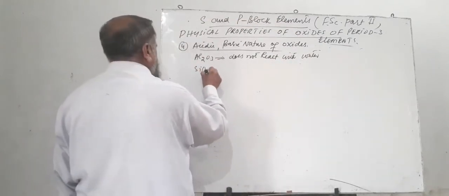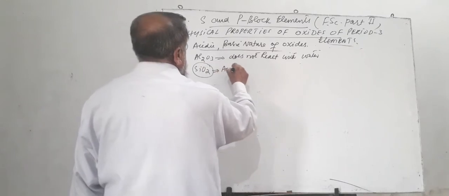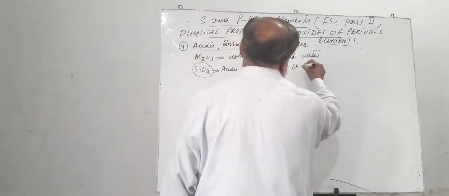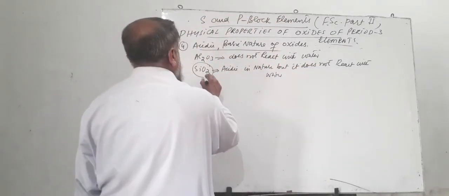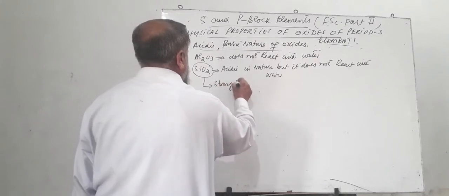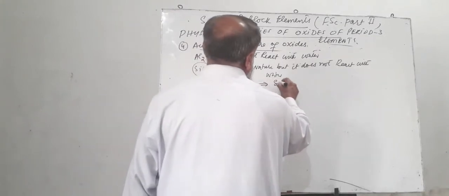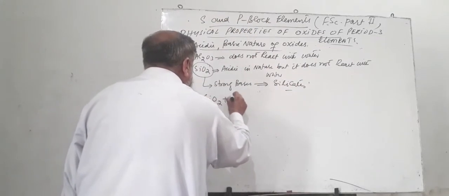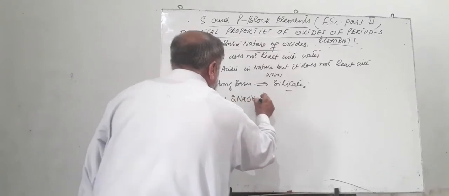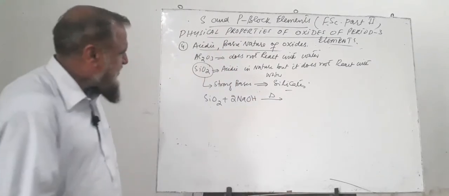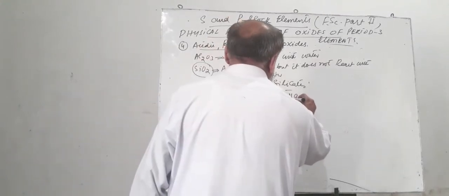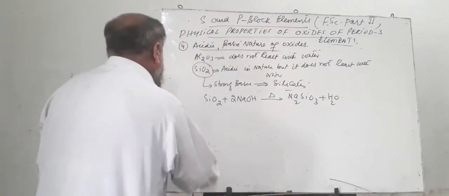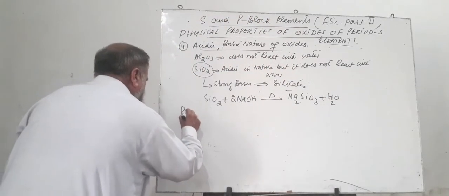Similarly, silicon dioxide is acidic in nature, but it does not react with water. It can react with strong bases and produce salts which are known as silicates. For example, we have silicon dioxide plus sodium hydroxide. We strongly heat the mixture of sodium hydroxide and silicon dioxide so that we get sodium silicate, Na2SiO3, plus water.